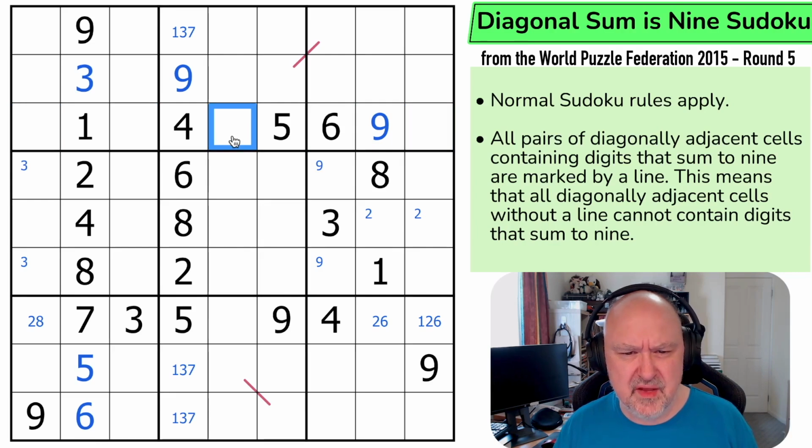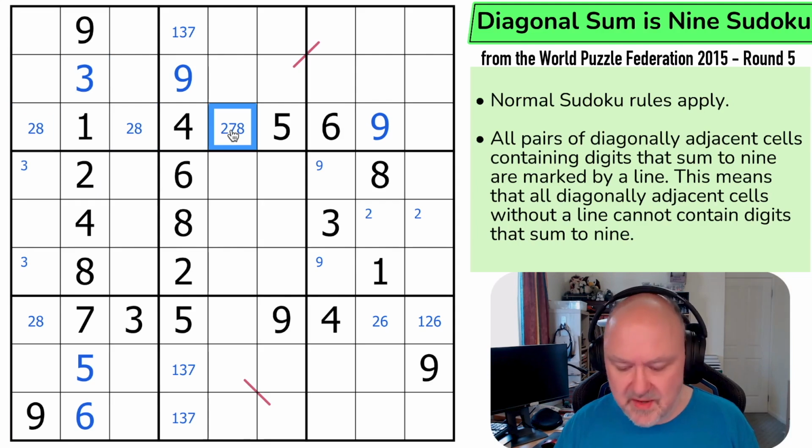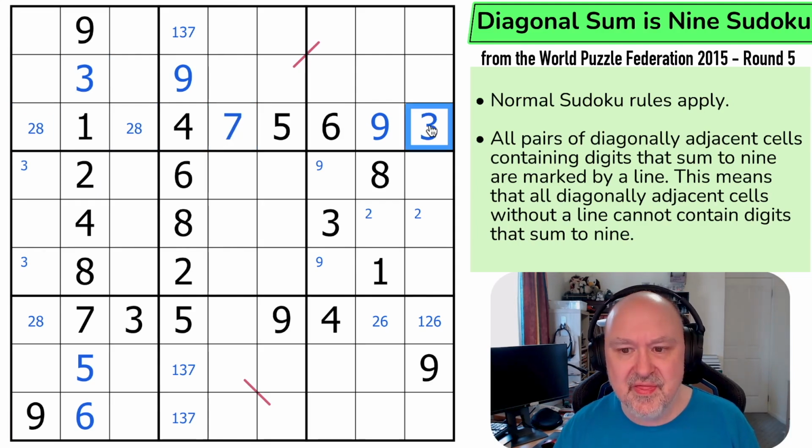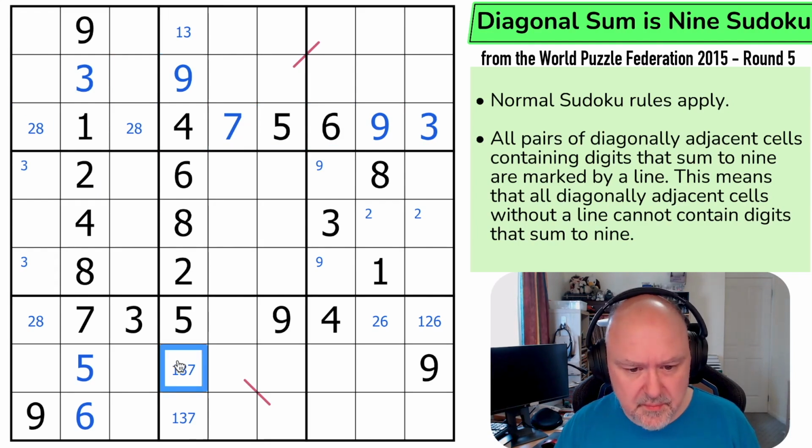Well, that can't be a 3, so it's 2, 7, or 8, because a 3 would make it a 9 diagonal with that. I can't put a 7 in either of those. So these are 2, 3, 8, and they can't be 3. This is a 2, 8 pair because they can't be 3 and they can't be 7. That's 2, 8, which means that's 7 and that's 3. Ooh, I'm getting somewhere. Slowly, but I'm getting somewhere.